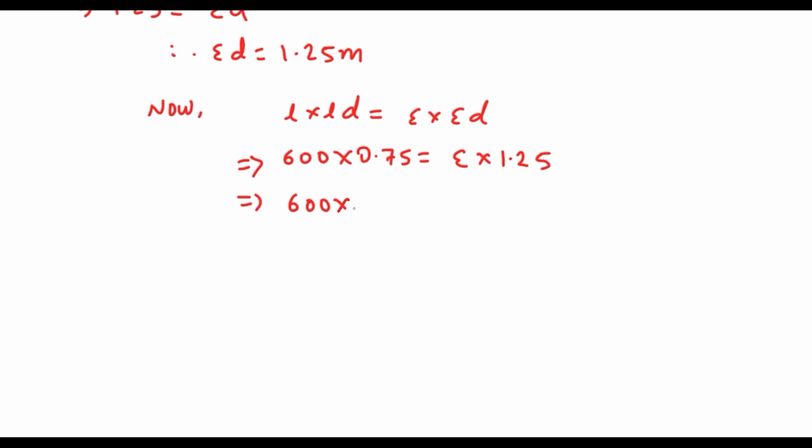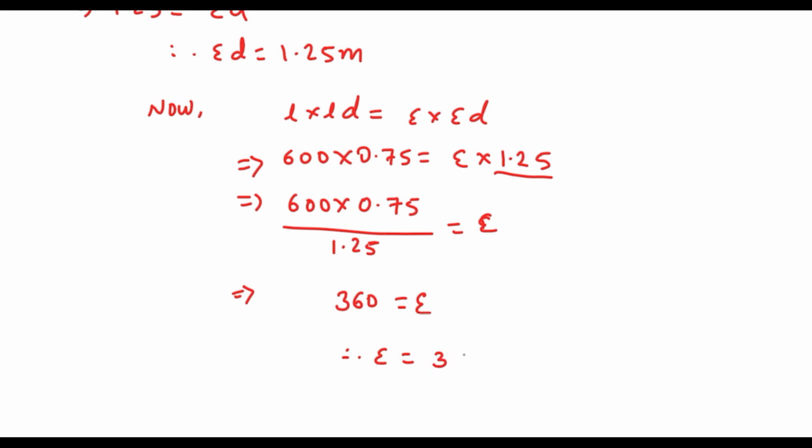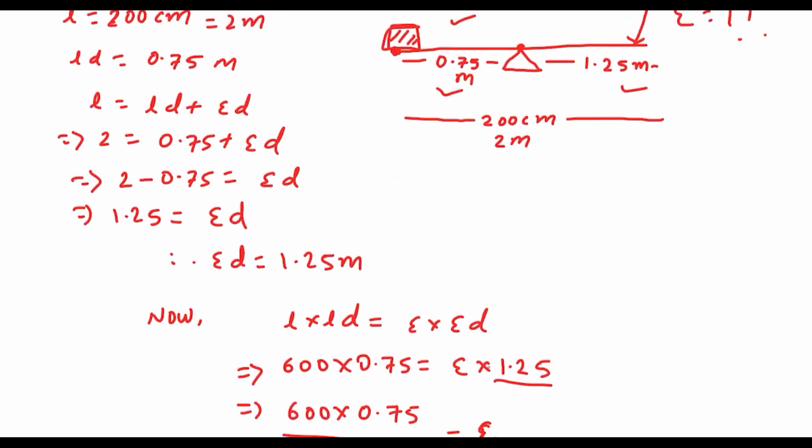So 600 into 0.75, it is in multiplication, so when it comes this side, it comes in division. When we calculate 600 into 0.75 divide 1.25, we get 360. 360 equals E. E means effort. Effort means force applied. The unit of the force is Newton. So it becomes 360 Newton. So this is the required effort.